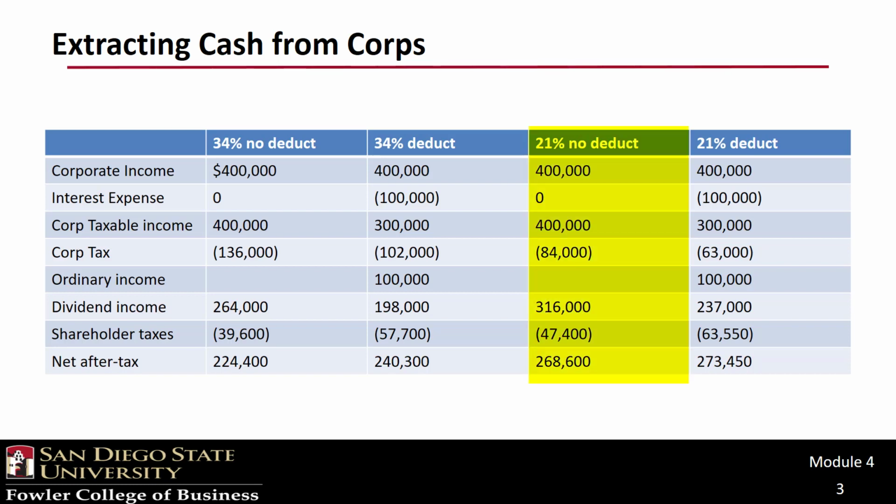In column 3, we reperform the same analysis, but now at the new 21% corporate rates. Obviously, even with non-deduction and double tax, we do better at 21% than at 34%, as expected. However, note how in column 4, when we introduce the deduction, the savings over non-deduction at 21% is now only about $5,000. You can see how the lower tax rates diminish, but don't completely eliminate, the effect of an income shifting strategy.